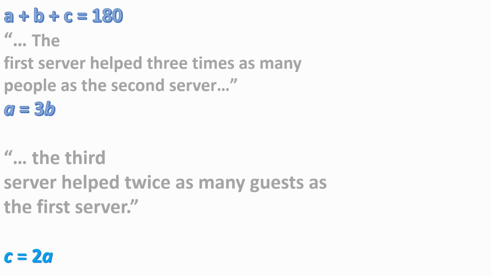The other thing that we read in those sentences was that the third server helped twice as many guests as the first server. The number of people helped by the third server was represented by C, and the number of people helped by the first server was represented by A. If the third server helped twice as many guests as the first server, that means C equals 2A, or C equals 2 times A. So this is great. We've got a relationship between A and B, and C and A.